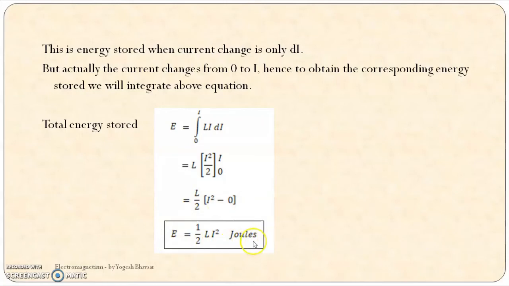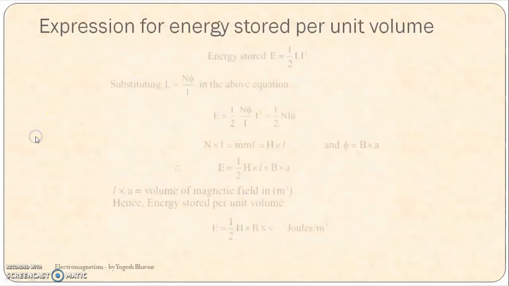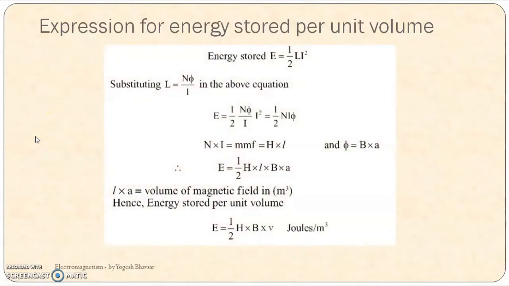So energy is measured in terms of joule. So this is the energy stored in the magnetic field. So we can calculate the energy stored by this formula. So we simply should know the value of inductance L and the current flowing through the coil I. So if we know these two values, we can simply calculate the energy stored in the magnetic field. So now we'll see the expression for energy stored per unit volume.